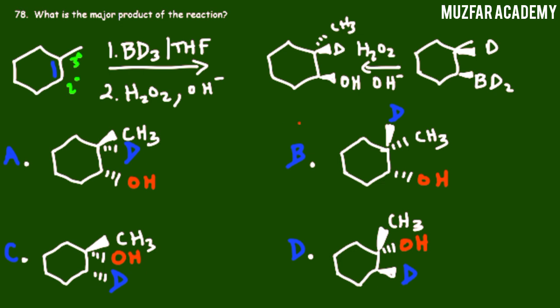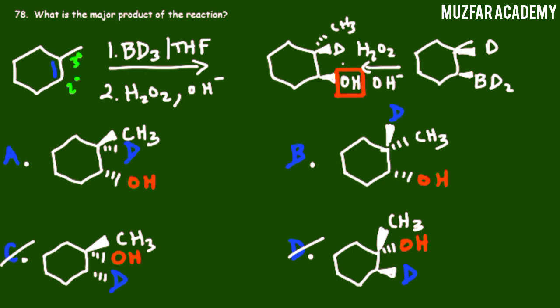So the first thing we want to look for is to make sure that the OH group is on the less substituted carbon. We could eliminate answer choice B. Actually, no. We can eliminate answer choice C. The OH group is on the tertiary carbon, and we can eliminate answer choice D. Now, we're between A and B. The OH group is on the less substituted secondary carbon.